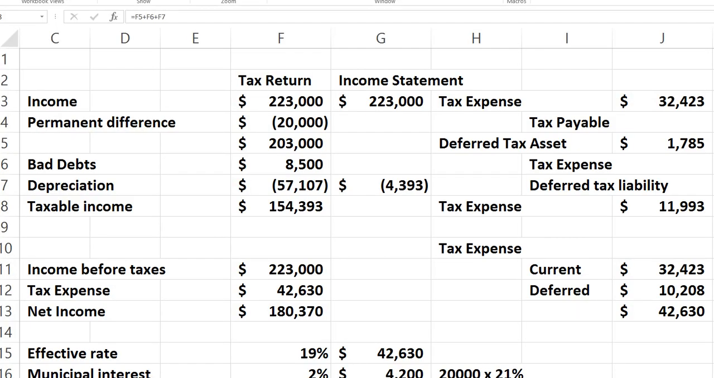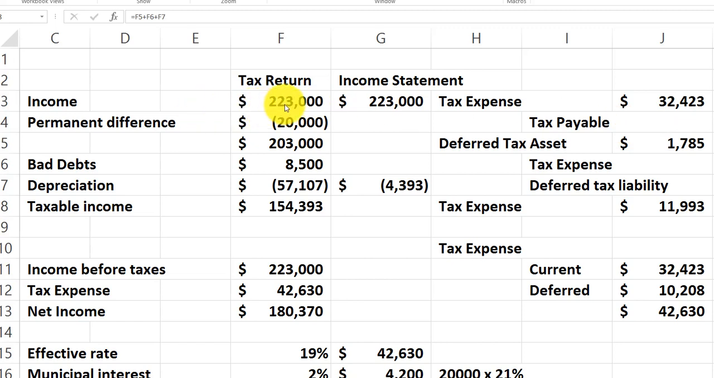So hello class, this is a walk through of the answer, at least one way that you could set up and calculate the answer to exercise number 1, practice for deferred taxes. We're going to make this our first year of operations, so we don't have anything prior to this in deferred taxes or any other account for that matter on the balance sheet.